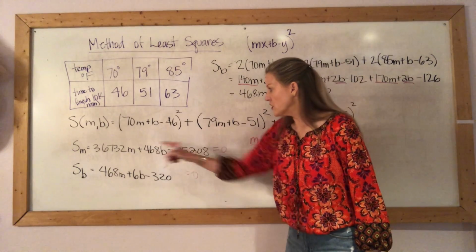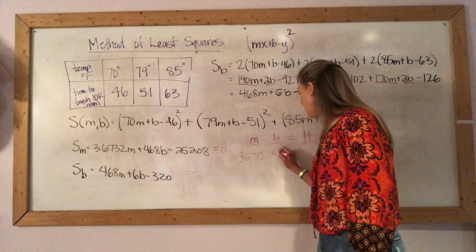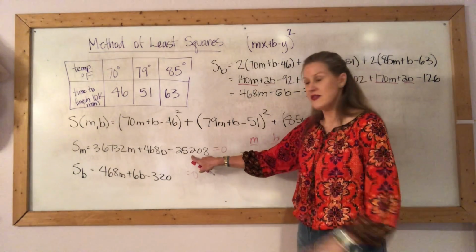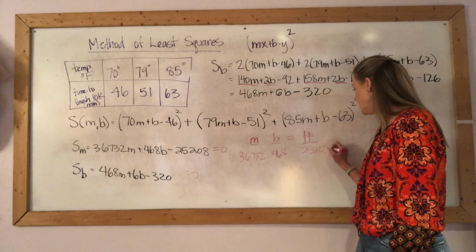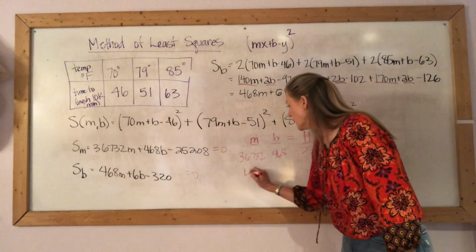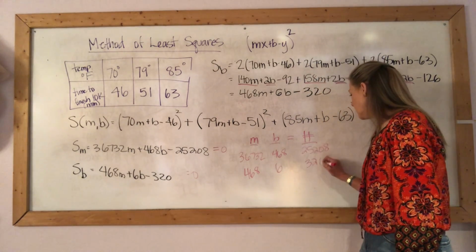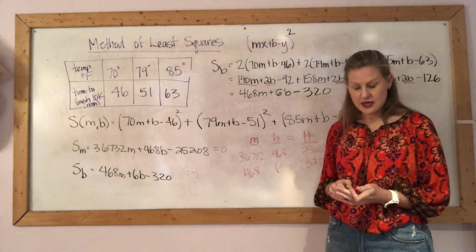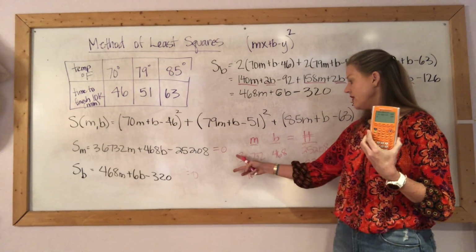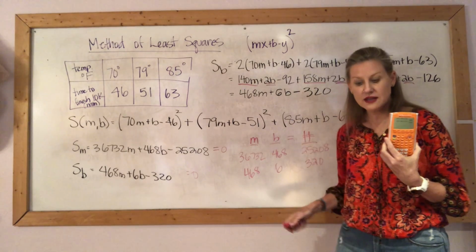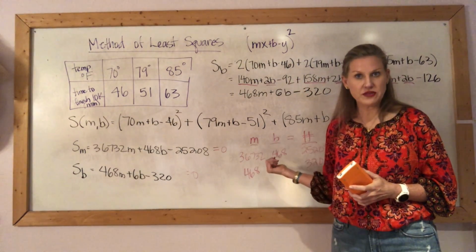So my first line would be 36732 positive 468, and this would get moved to the other side, so he's on the correct side of the equal sign. The next one is 468 positive 6 positive 320. And now I will go to the matrix in the calculator, and I have a 2 by 3 matrix. So when I do that, I put this into my matrix menu. It's a 2 by 3 matrix.